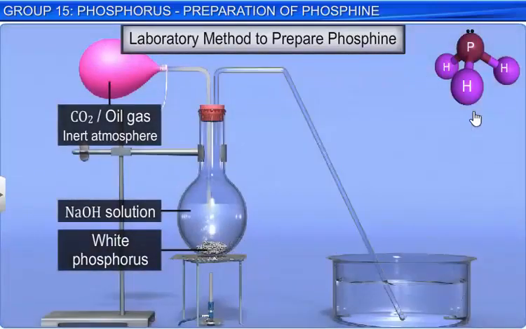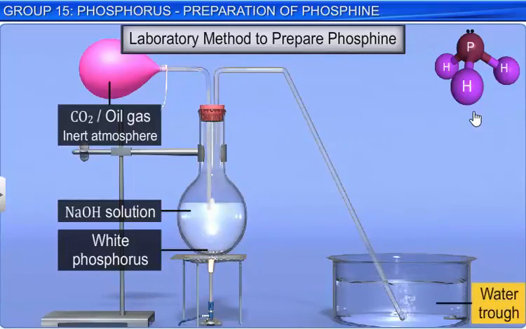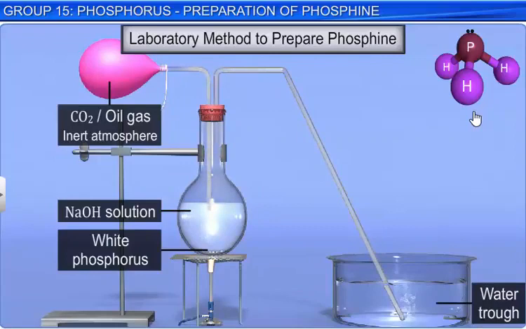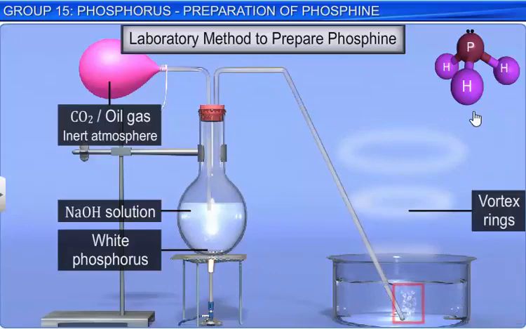The contents of the round-bottom flask are heated to produce phosphine gas. This gas is delivered into a trough of water. Bubbles of the gas catch fire as soon as they come in contact with air to form rings of smoke, called vortex rings, as shown here. This indicates the presence of highly inflammable phosphorus dihydride or diphosphine as an impurity in phosphine.